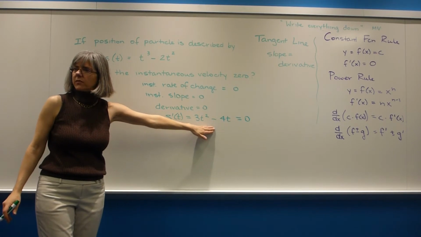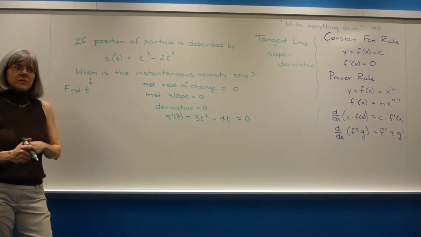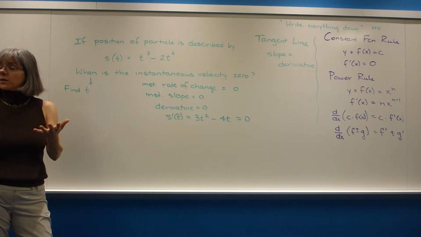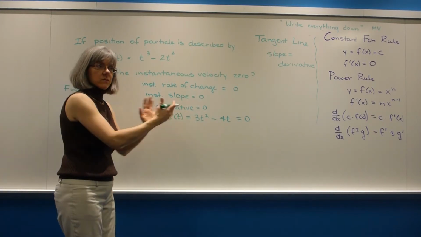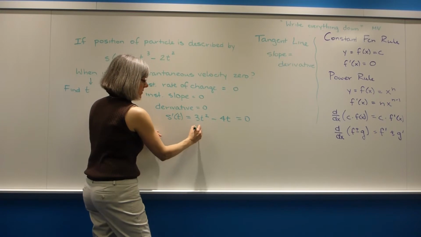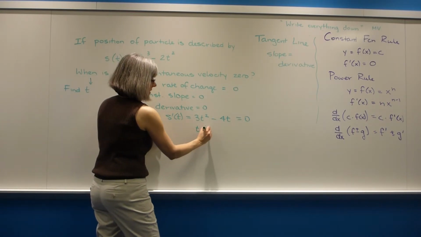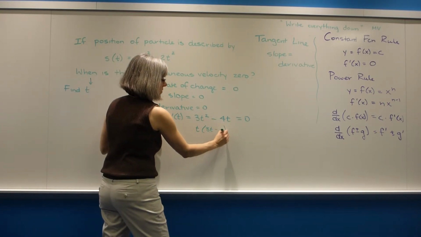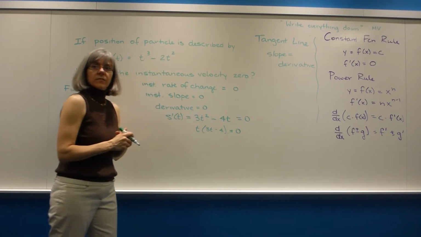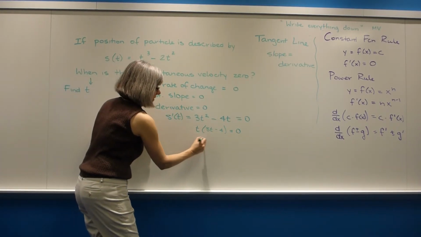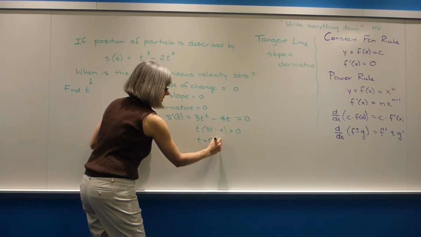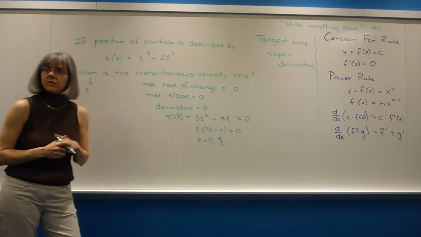Is this an easy one to solve for 0? Yeah. That's a polynomial equation. How do we solve polynomial equations? Set equal to 0. Factor them. So what comes out of both? t. t times (3t minus 4). And now I just solve. So I'm going to get t equals 0 or 4/3.